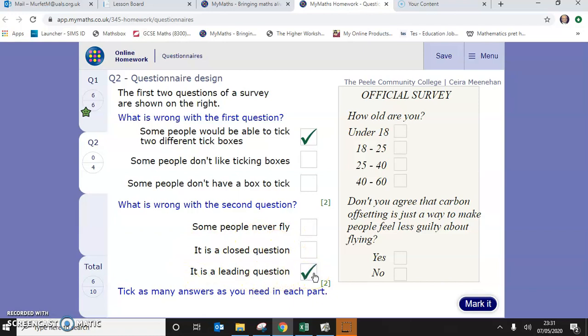You are leading them to give you the answer that, don't you agree that carbon offsetting is just a way to make people feel less guilty about flying? Which box do you think they want? Don't you agree that? They want you to tick yes. It's a leading question. Okay? Click on mark it.